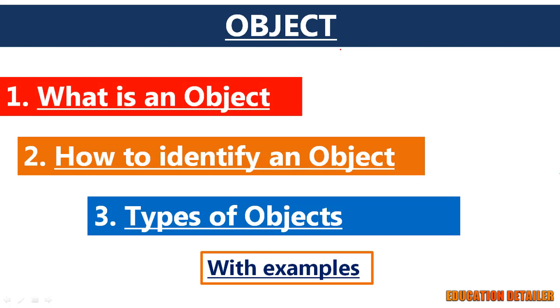Today we are going to learn one of the most important parts of a sentence, object. What is an object? Object किसे कहते हैं? एक sentence में object को कैसे easily identify करें? And we will also learn the 3 types of objects in English language.